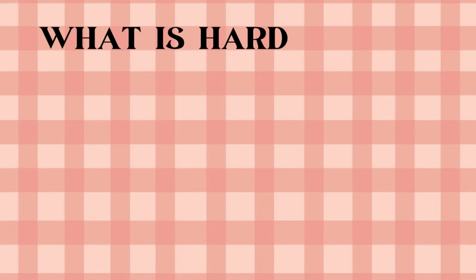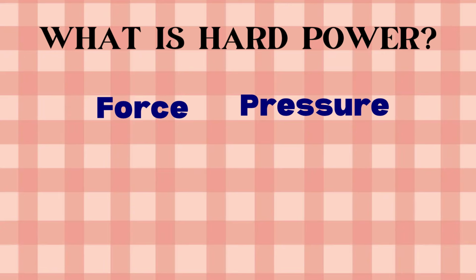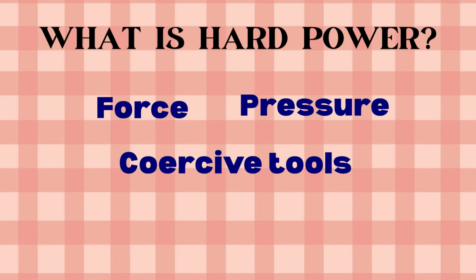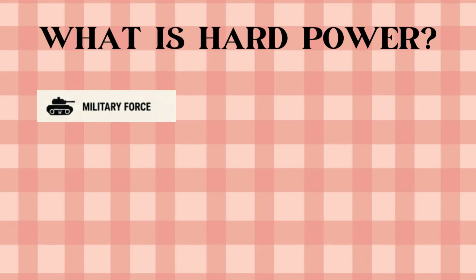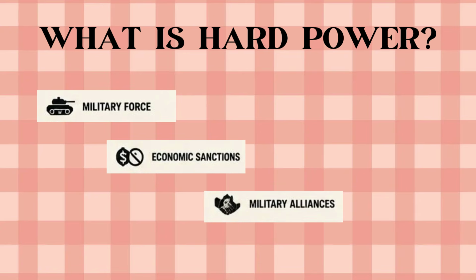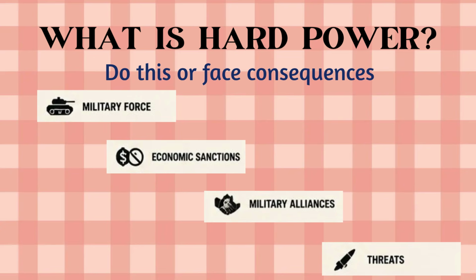What is hard power? Hard power is the ability of a country to force or pressure others to do what it wants. Hard power mainly uses coercive tools such as military force, economic sanctions, military alliances, threats, or intimidation. In simple words, hard power means do this or face consequences.